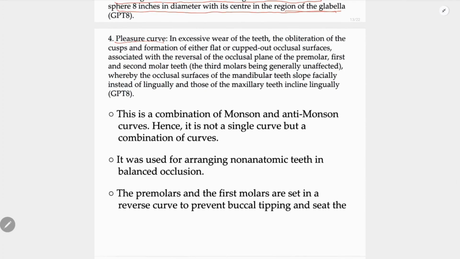The definition is a little tricky, but you can definitely draw the diagram and try to explain it in your own words. In excessive wear of teeth, the obliteration of the cusp and formation of either flat or cupped out occlusal surfaces associated with the reversal of the occlusal plane of the premolar, first and second molar teeth, whereby the occlusal surfaces of the mandibular teeth slope facially instead of lingually, and those of maxillary teeth incline lingually. Usually the maxillary teeth incline facially and the mandibular teeth lingually, but in pleasure curve it is just the opposite. So pleasure curve is nothing but the combination of monsoon and anti-monsoon curve.